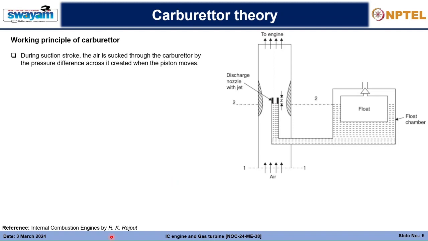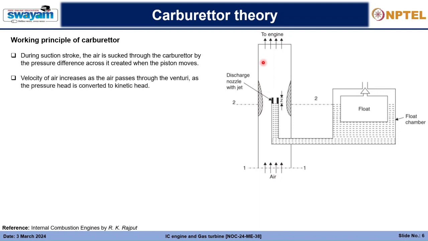So, during the suction stroke, what happens? The air is sucked through the carburetor by the pressure difference across it created by the piston when it moves. So if this is the cylinder, when the piston moves from the top dead center to the bottom dead center, a huge vacuum is created, and due to this vacuum, a lower pressure is generated. This lower pressure, in comparison to the atmospheric pressure, will create a pressure difference. Accordingly, the air will flow in.